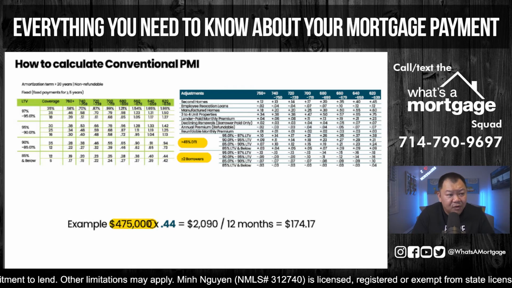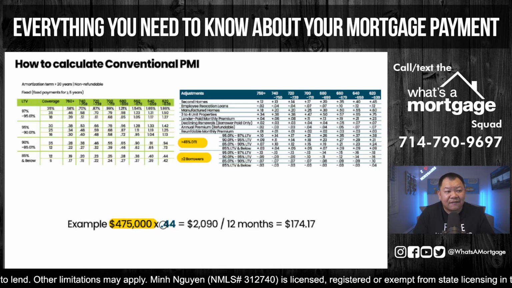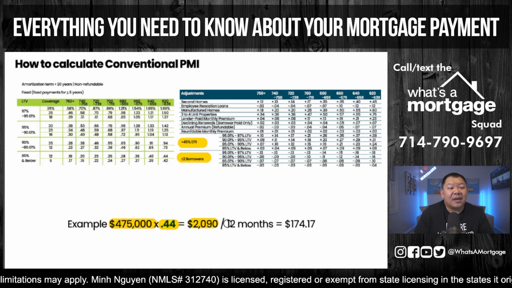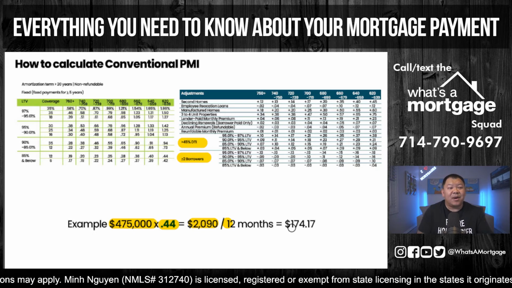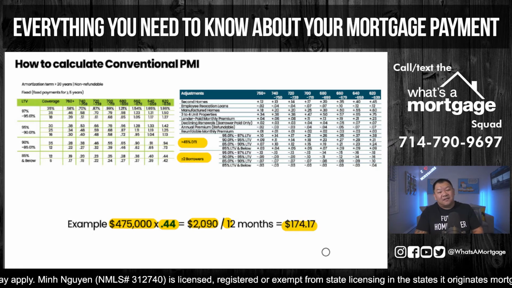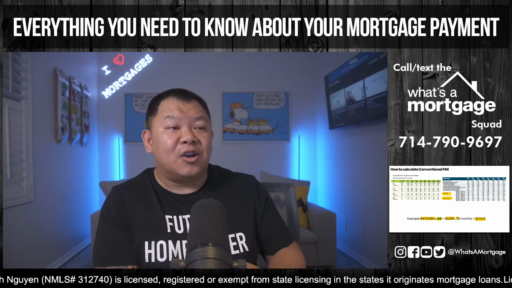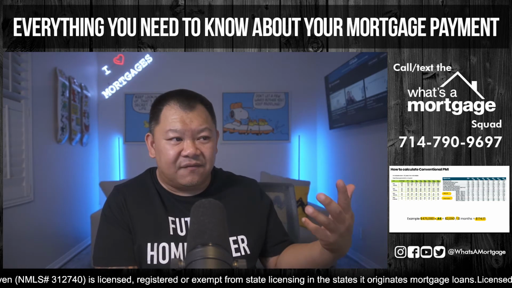So for an example, if your loan amount was 477 and after you calculate your adjustments, it's 0.44 is your monthly PMI, it would make the yearly PMI $2,090, which divided by 12, that's $174 a month. So every month, you're going to pay $174 a month until your PMI falls off because it's conventional.